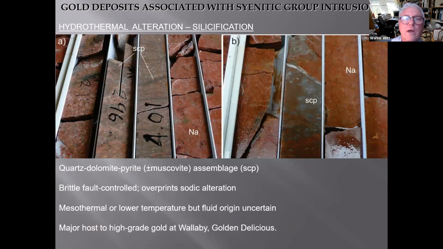The final alteration event in these deposits is represented by quartz, dolomite, pyrite, plus or minus muscovite in brittle fracture arrays that overprint the bleached rock. These are controlled by brittle faults and probably formed at mesothermal temperatures or even lower, and they are host to most of the high-grade gold at deposits like Wallaby and Golden Delicious.